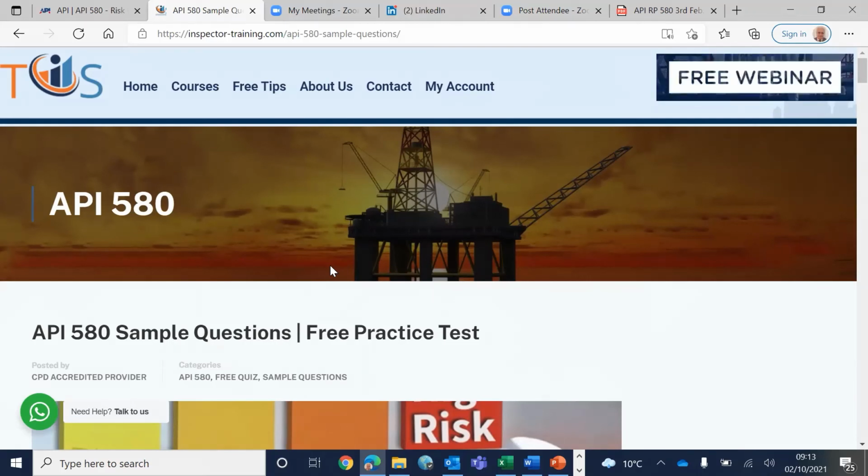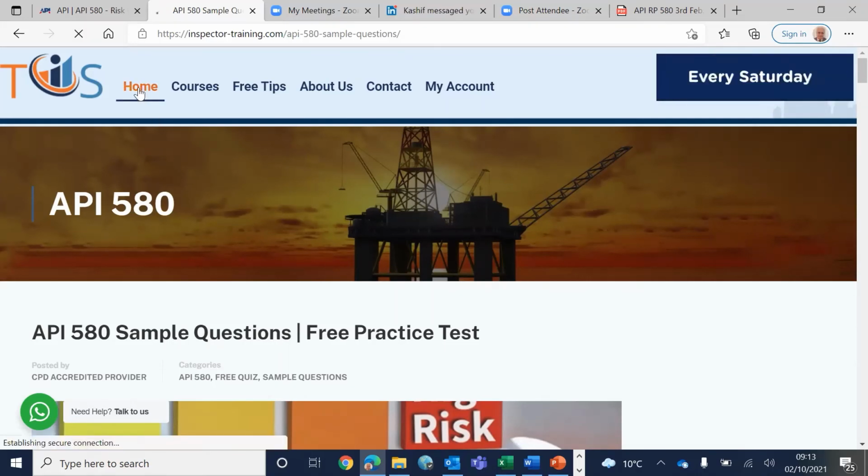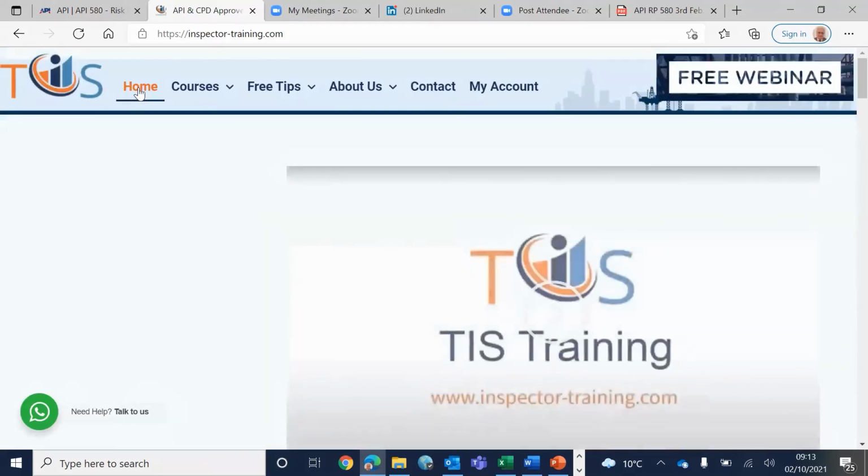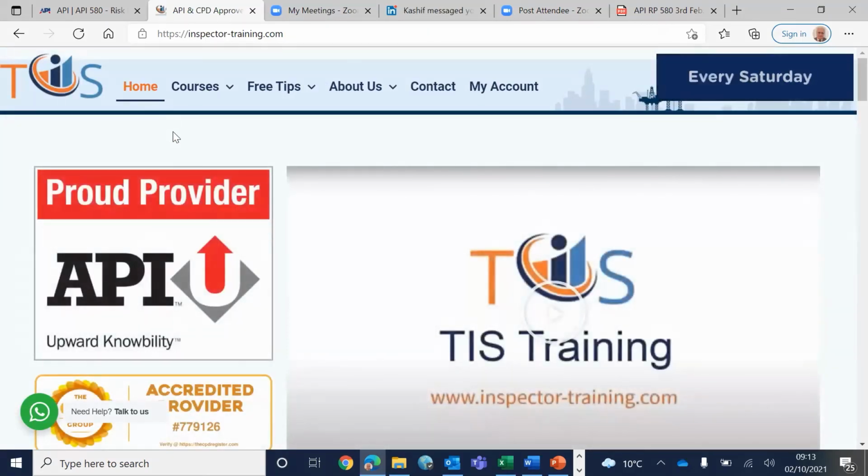So the whole point is to mitigate the risk, all these high risk drivers. That's the idea of API 580: look at the high risk drivers, mitigate them, and bring them to an acceptable level of risk.